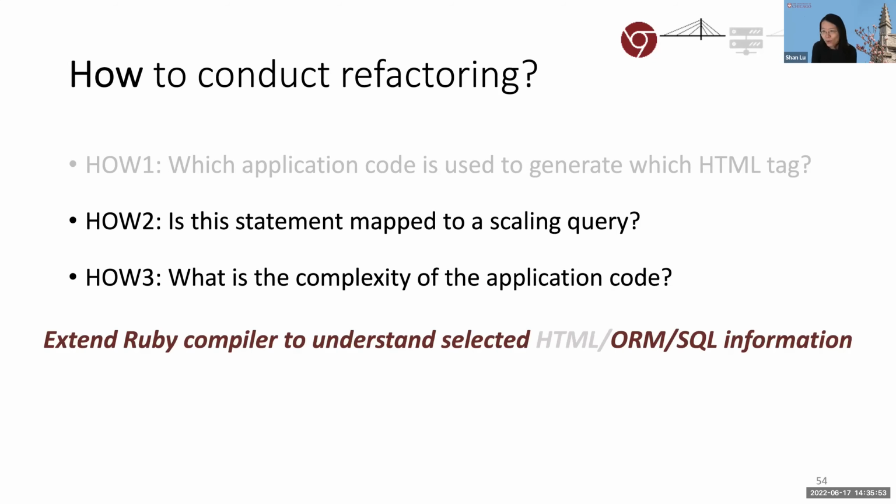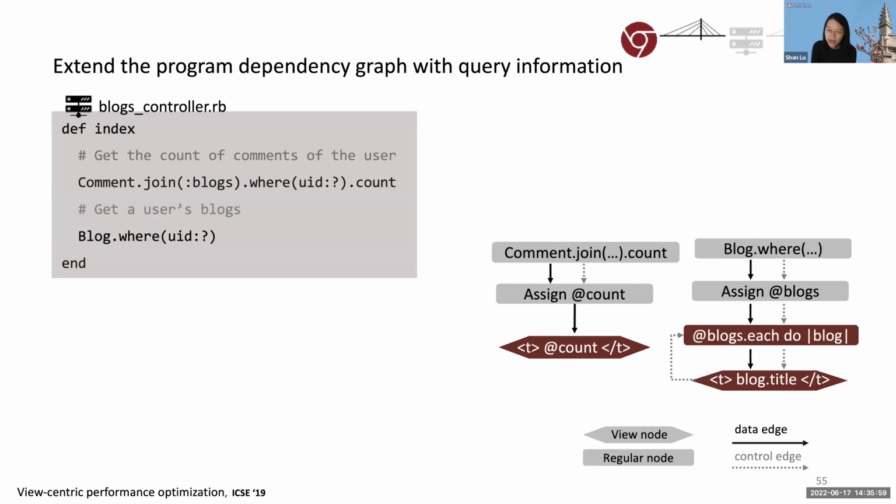So now this requires some kind of extension of the Ruby compiler to understand SQL information. So we did that extension so that, for example, for certain ORM APIs, we extend the Ruby compiler so that it understands a little bit of semantics, so that it knows that, hey, this dot join is a join query.